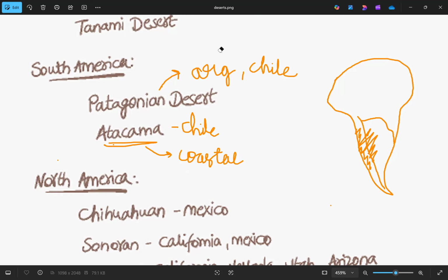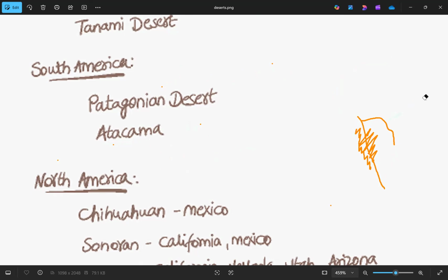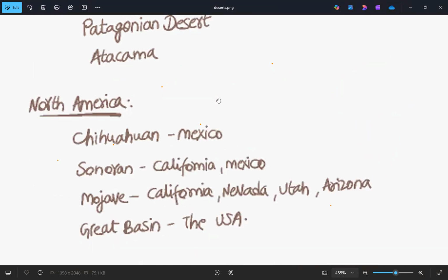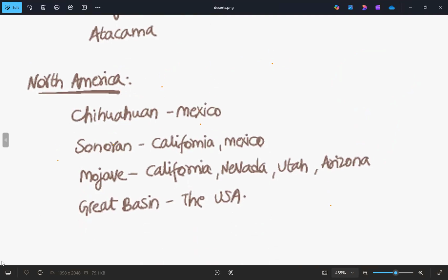Now let me erase them. The last continent we are going to cover is North America. In North America, the first one we are covering is Chihuahuan. I don't know the pronunciation. Chihuahua Desert, which is in Mexico.